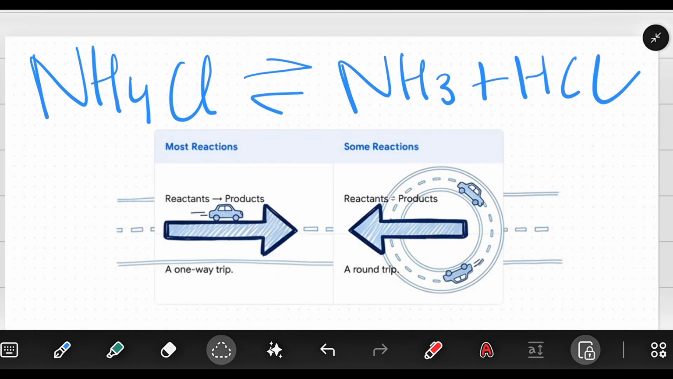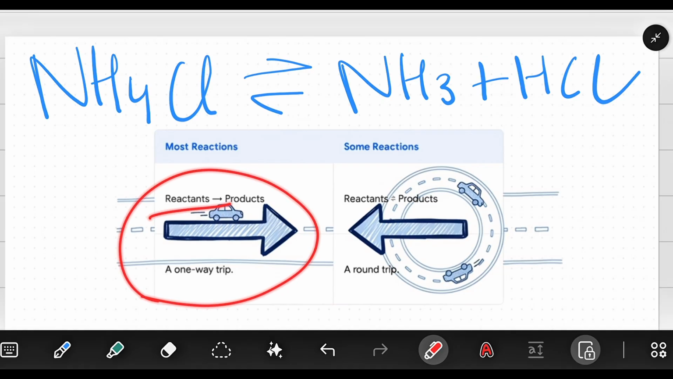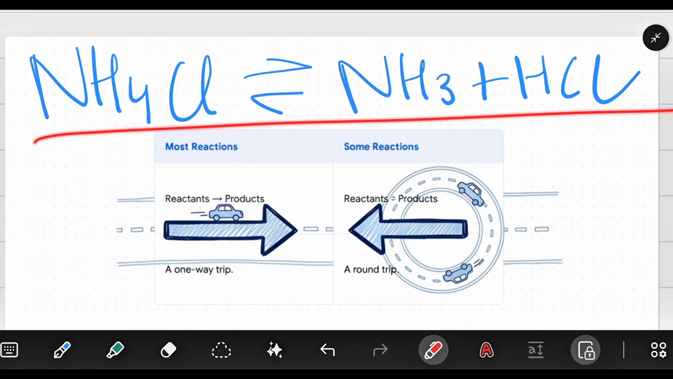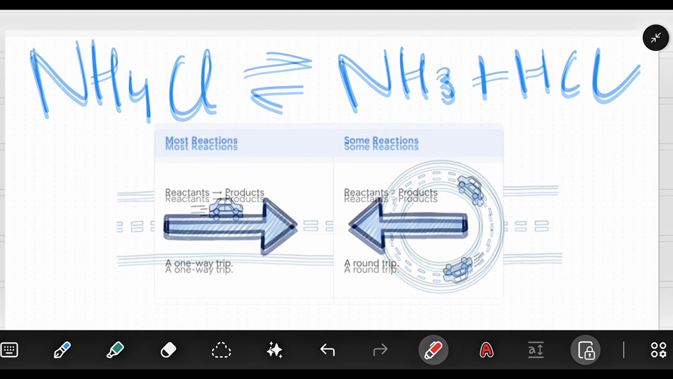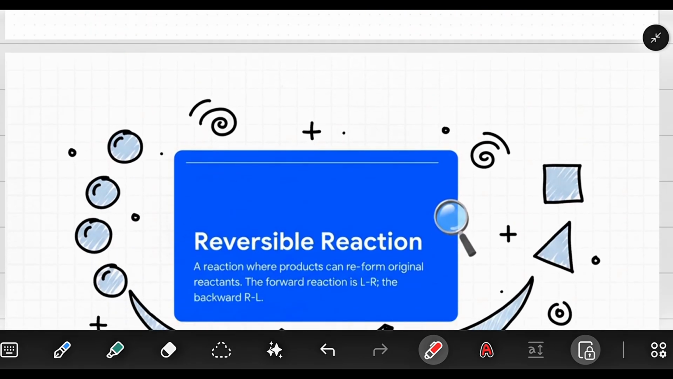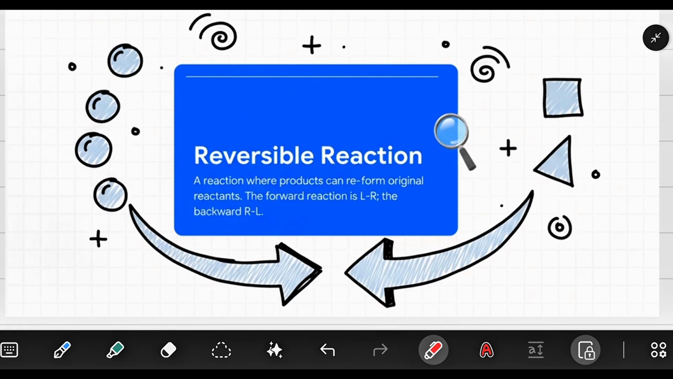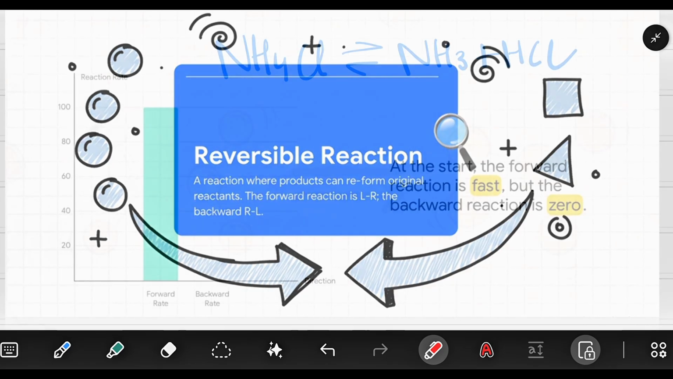This basically looks something like this. The first equation that I showed you was for the one-way reaction in which the reactants can turn into the products only, and that's it, the reaction ends. But in this case over here, it is a round trip, as it is written over here. The reactants get turned into the products, and then the products get turned back into the reactants, right? So the definition for a reversible reaction is as follows: a reaction where products can reform the original reactants. The forward reaction is left to right and the backward reaction is from right to left.